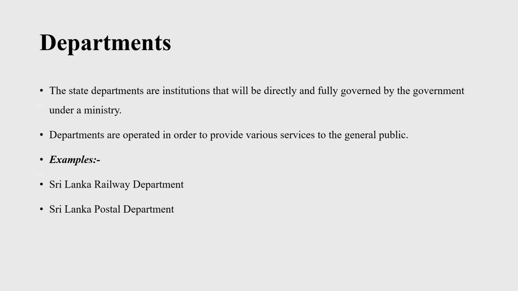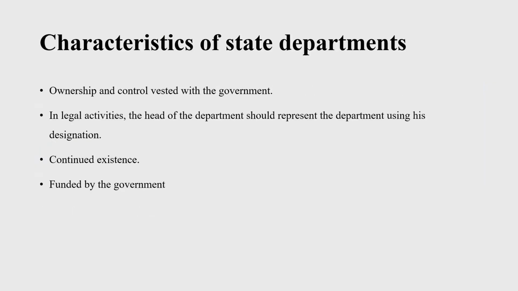Next, departments: fully owned by the government and controlled by a ministry. Departments are providing various services to the general public. For example, Sri Lanka Railway Department, Sri Lanka Postal Department. Characteristics of state departments: owned by the government, controlled by a government ministry. For legal activities, the head of the department should represent the department using his designation. There is a continuous existence for the department, and departments are funded by the government.